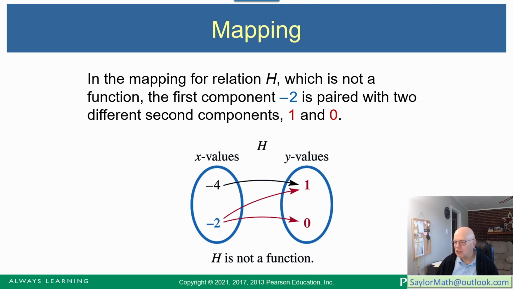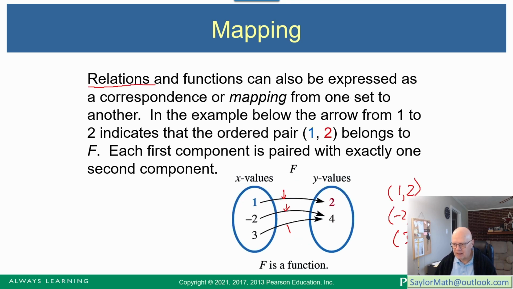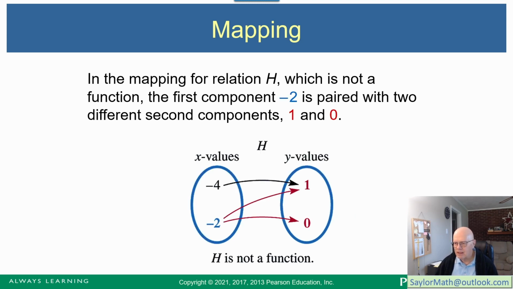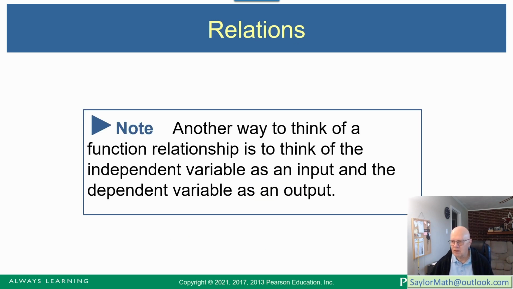This one is not a function. Now look back at this one. See how every one on the left goes to exactly one on the right. And this one, this is the problem because -2 is matched up with two different numbers. Not good. Not a function.